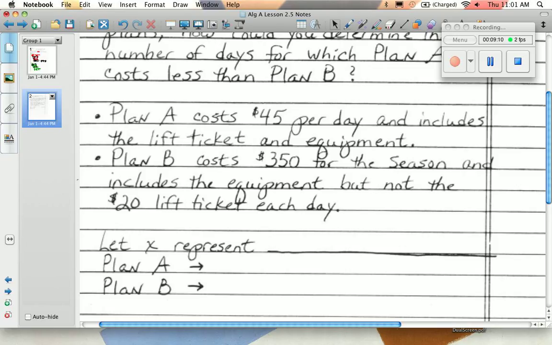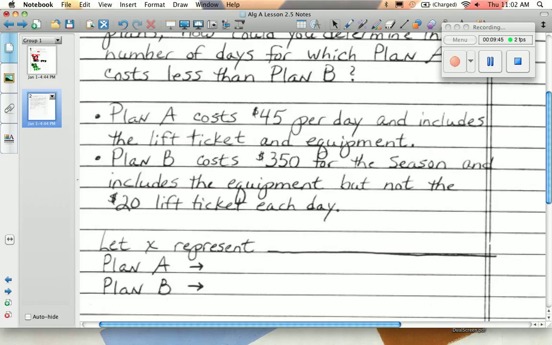Plan B costs $350 for the season. So in other words, no matter how many days you're going to go skiing, they're going to charge you $350 to join, and it includes the equipment, but not the $20 lift ticket each day. So when they charge you that $350, you get to ski as many days as you want or as few days as you want. They don't charge you anything for showing up because they've already charged you $350, and they're not going to charge you for equipment. You need to use their equipment, but they are going to charge you $20 lift ticket each day.